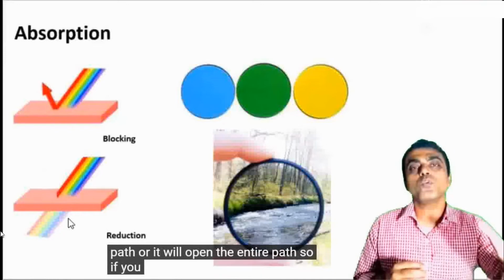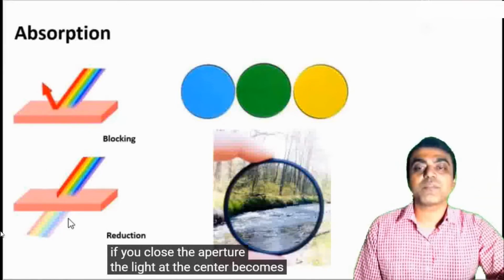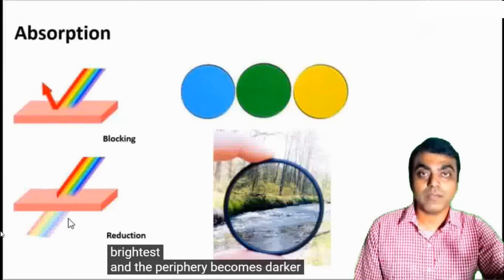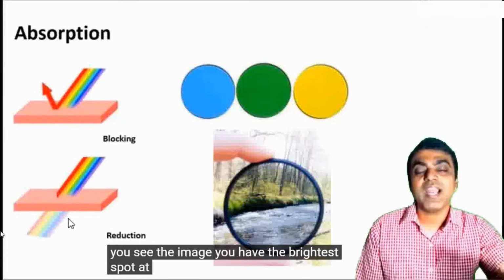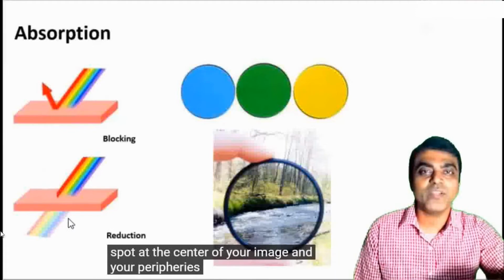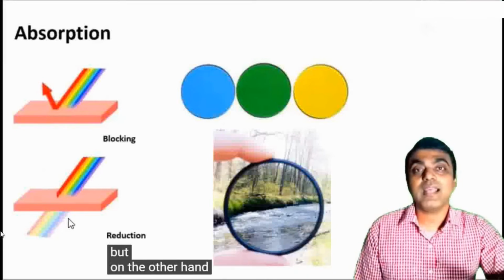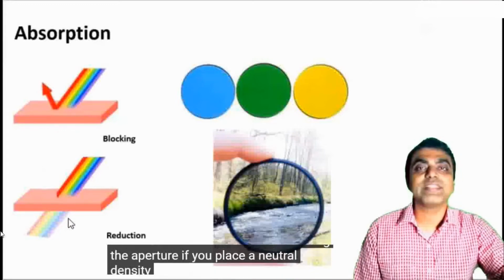So if you close the aperture, the light at the center becomes brightest and the periphery becomes darker. So when you see the image, you have the brightest spot at the center of your image and your peripheries are somewhat dull in shape. But on the other hand, instead of controlling the aperture, if you place a neutral density filter.